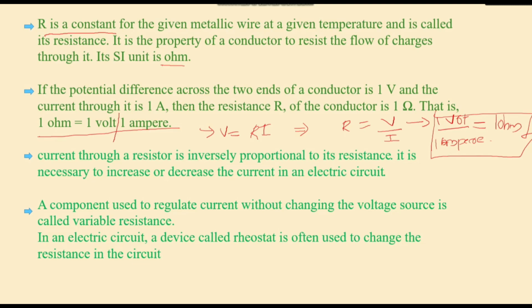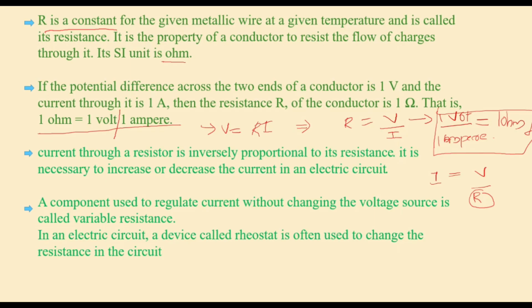Okay, these have a division. The current through a resistor is inversely proportional to its resistance. I is equal to V by R. That means if resistance decreases, current increases; if resistance increases, current decreases. That was the relation.